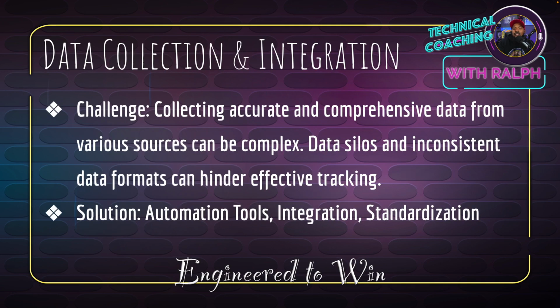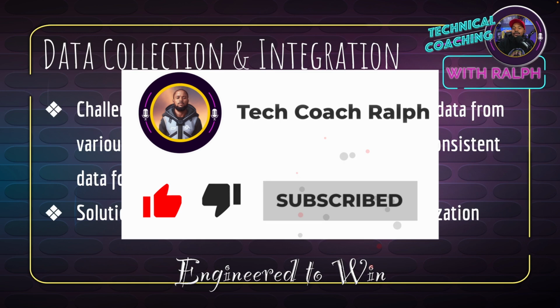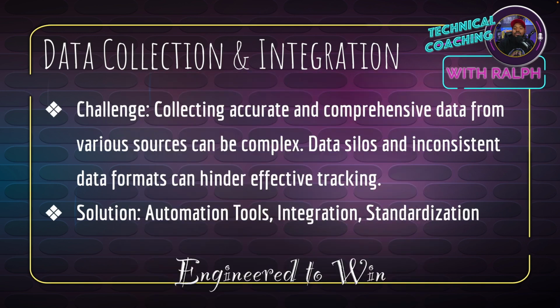Next up, another challenge, data collection and integration. So what is the challenge, right? Collecting accurate and comprehensive data from various sources can be complex. Data silos and inconsistent data formats can hinder effective tracking. So what's the solution for that? Automation tools. You've got to automate your data collection and integration, integrate those tools, and then find some way to standardize all the data that you're getting. You want to feed it to one source so you can have easy to understand data and you're not running around like a chicken with its head cut off trying to figure this stuff out.